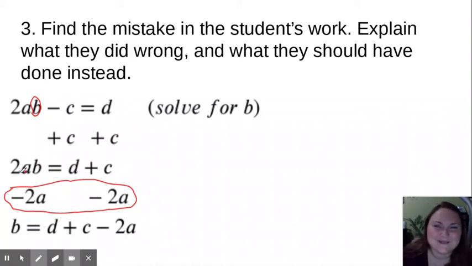Students love subtracting what's in front of the variable. But we can't, because this is multiplication. We have to do the opposite, which would be division. So this right here would be the mistake.